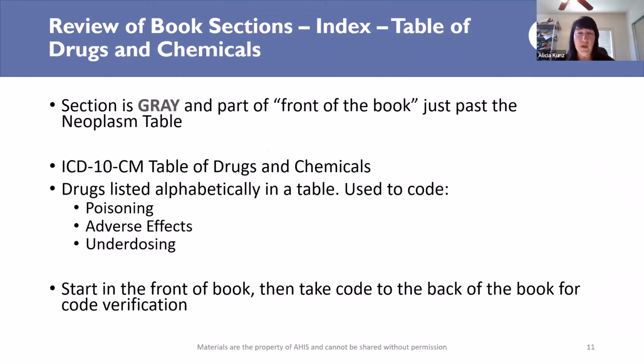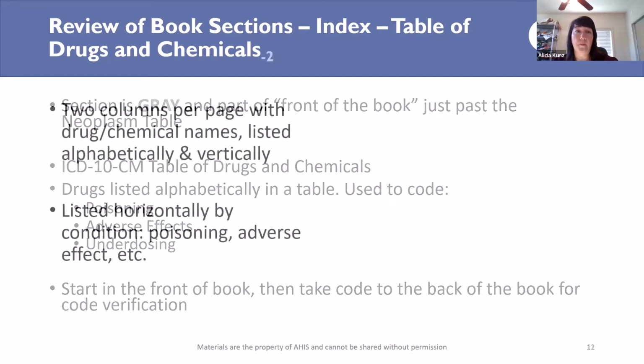And then the next section within the front of the book is gray. It's just past the neoplasm table, and this is your table of drugs and chemicals. Similar to the table of neoplasms, your drugs are listed alphabetically going vertically down the page, and then across the top you'll have poisoning, adverse effects, underdosing, etc. And all of these codes you do need to verify in the back of the book. That includes the table of neoplasms and the table of drugs and chemicals.